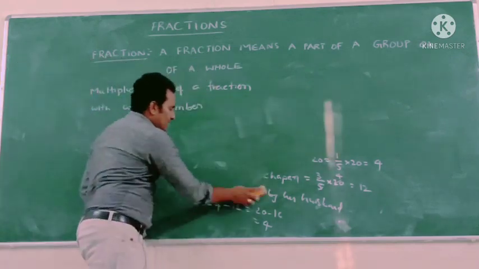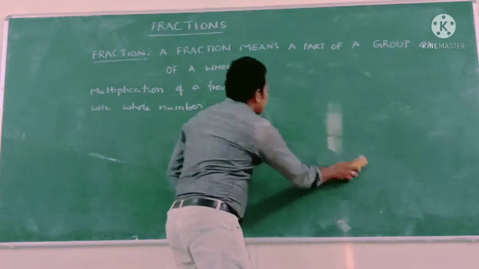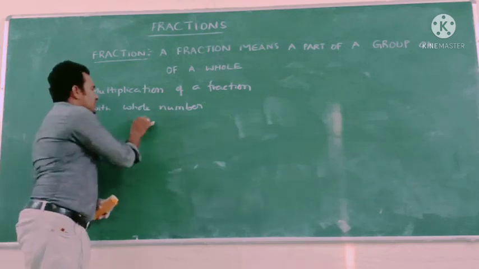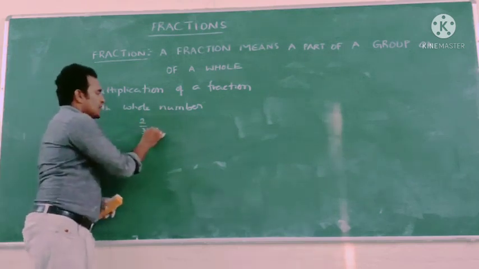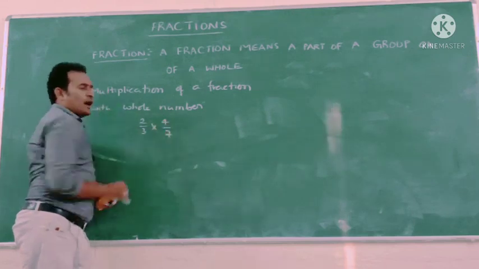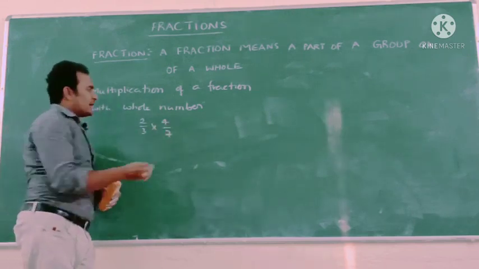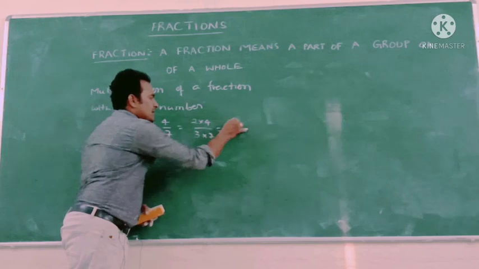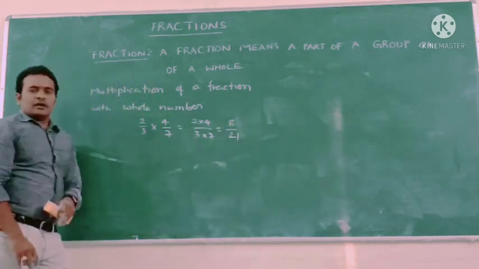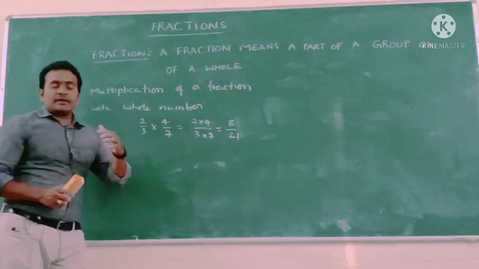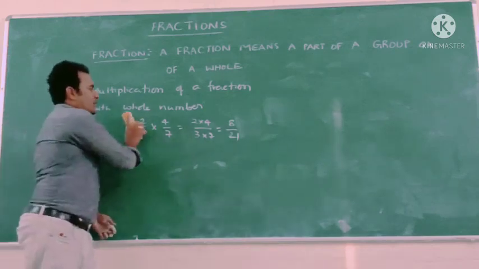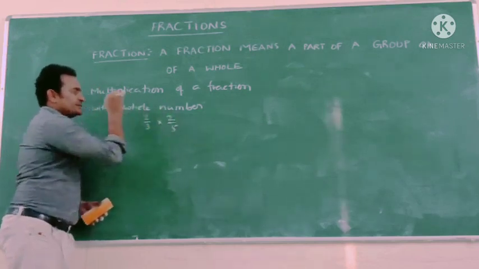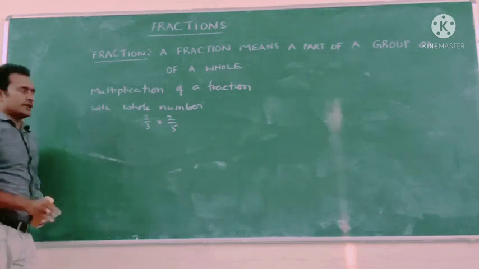Coming to the multiplication of a fraction with another fraction. Suppose 2 by 3 into 4 by 7. How would we multiply? There is a simple technique: product of numerators by product of denominators, that is 8 by 21. So coming to that, I would like to introduce a diagrammatical example: 2 by 3 into 2 by 5. What is the value of 2 by 3 into 2 by 5?